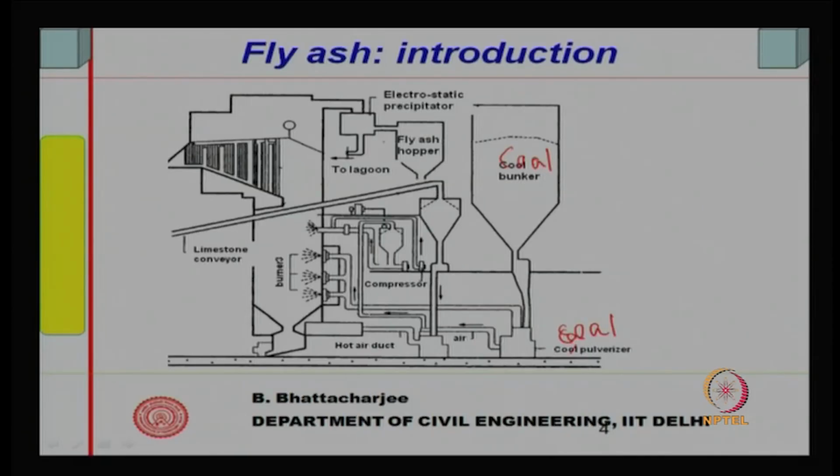If they are handled dry, they will go to the fly ash hopper, and if they are handled wet, they will go to the lagoon or the pond, mixed up possibly with bottom ash. So, this is what fly ash production is.